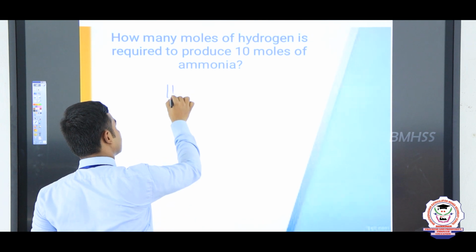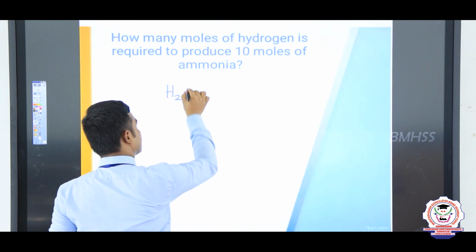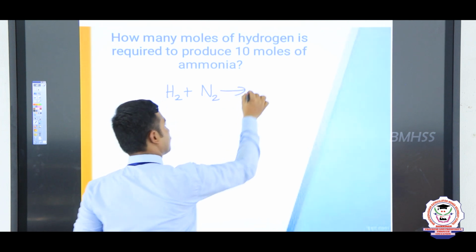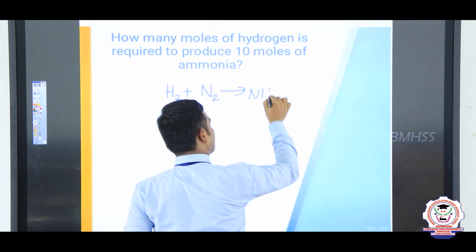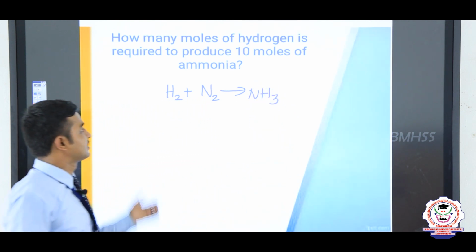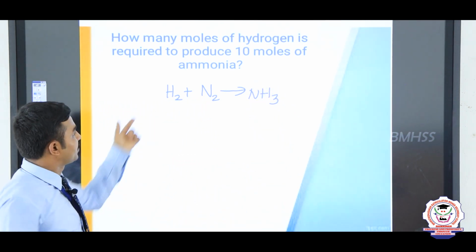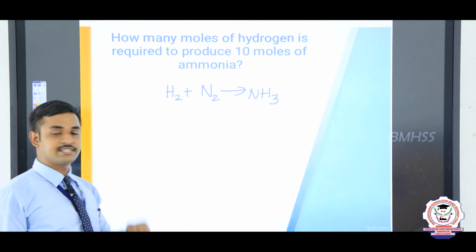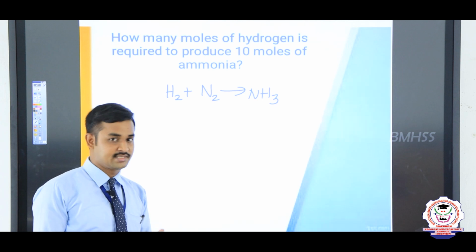So hydrogen reacts with nitrogen to form ammonia. So this is the reaction. The first step is to write the equation. Now we have written the equation, and our next step is to balance this equation.